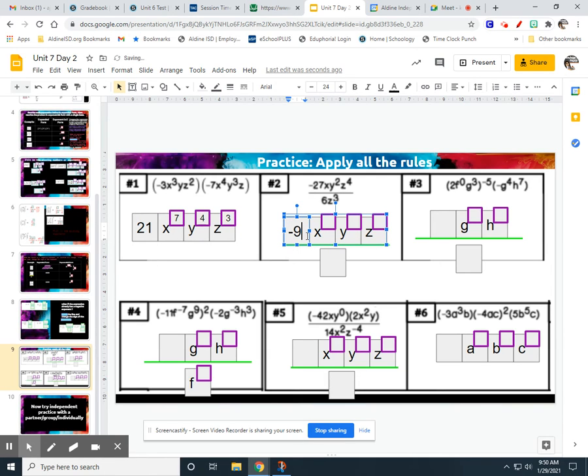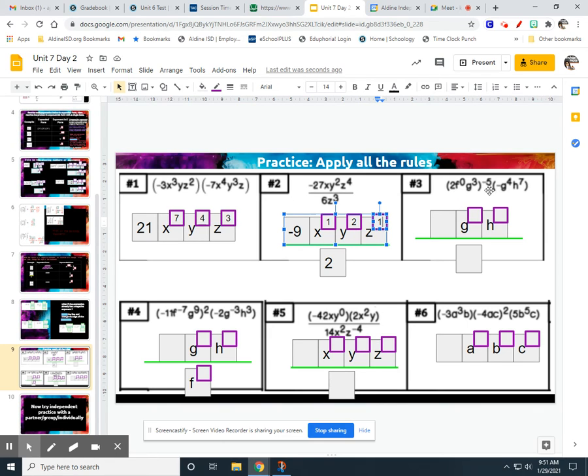So negative 9 at the top and 2 at the bottom. Subtract the exponents, but there is none, so we leave it as a 1 because there's none at the bottom. There's no y's at the bottom, so we leave that as 2. Z is going to be 4 minus 3, which is 1. Okay, f is gone, so we don't have it anymore.